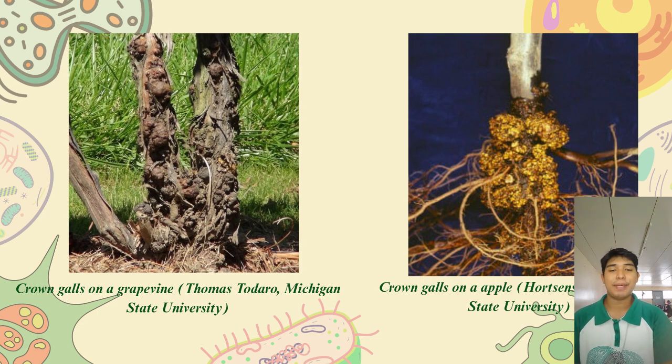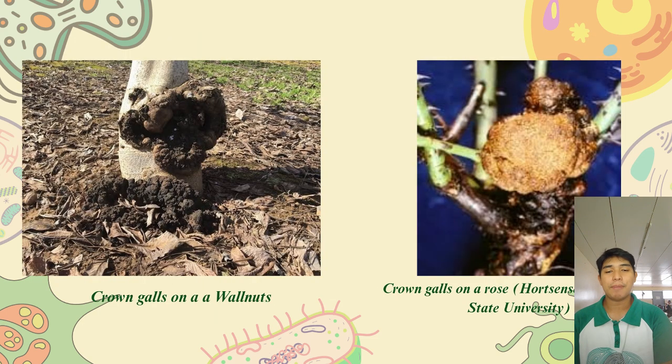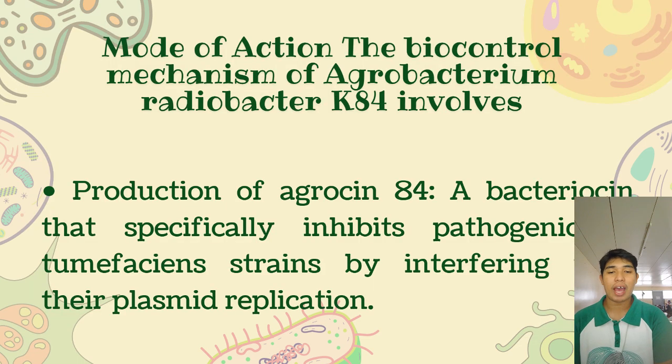As you can see in the picture, the grapevine is being affected by Agrobacterium as well as the apple. And the next slide shows the walnut tree being affected by crown gall disease as well as the rose. The question is, what is the mechanism of Agrobacterium? Now let's talk about it.